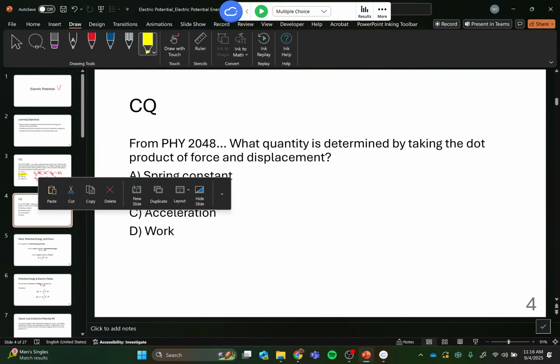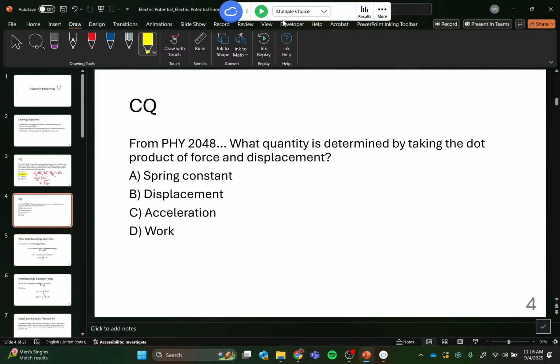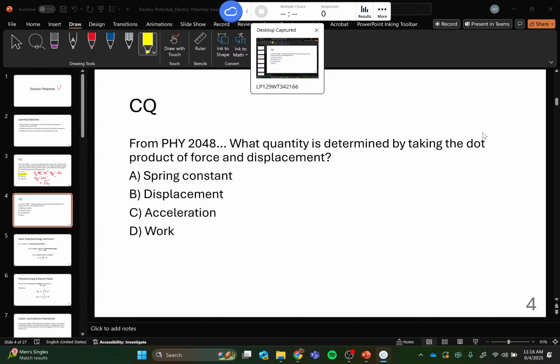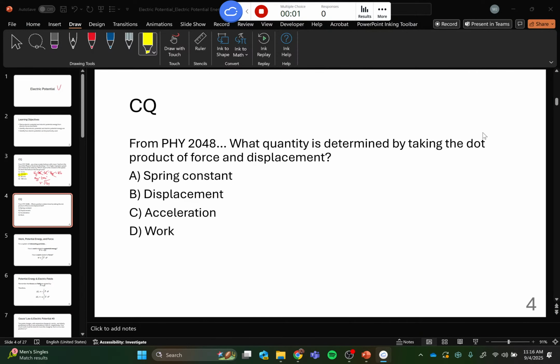So, all right, another quick refresher. From Physics 2048, what quantity is determined by taking the dot product of force and displacement? Is it the spring constant, displacement, acceleration, or work? I'm going to give you all 40 seconds. Either you know it or you don't. If you don't, I'll remind you.